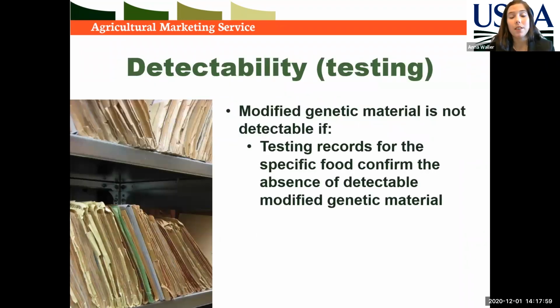You can show that modified genetic material is not detectable by maintaining testing records for specific foods that confirm no modified genetic material is detectable. As with the validated refining process, AMS is not identifying specific tests that must be used, but has prescribed standards of performance regarding testing methodology. In general, the laboratory that does the testing is expected to use quality assurance protocols that are common to the industry to ensure the validity and reliability of test results.